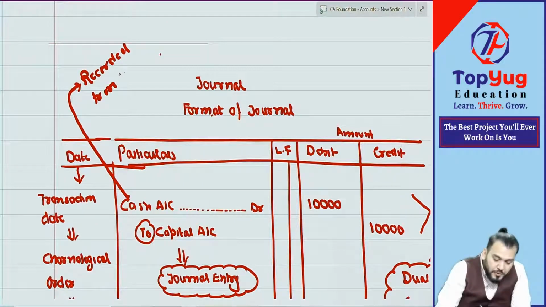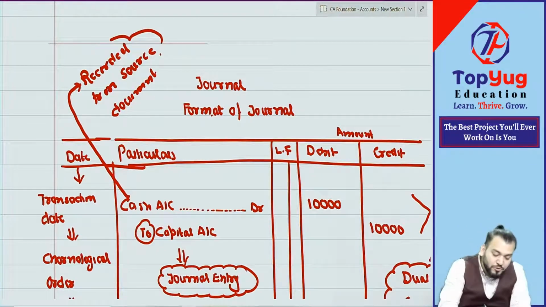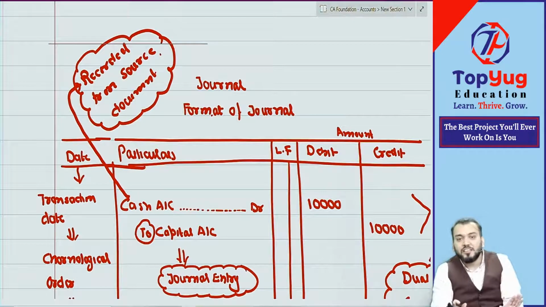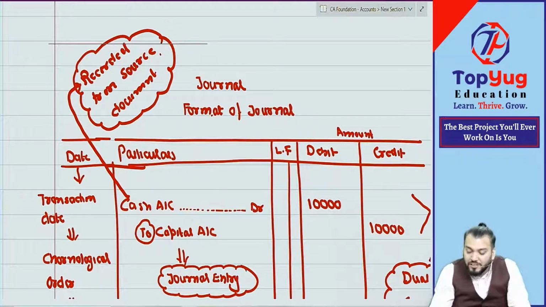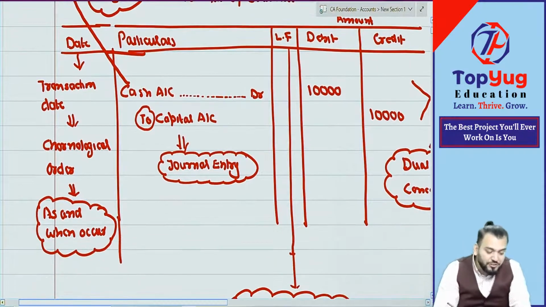Examples of source documents may be an invoice, or it can be a receipt of cash, meaning the received book. So the transaction is recorded from the source document. The person who is recording the transaction can easily understand. But what about the other person who is only looking into this journal? For that purpose, what do we do? We give an explanation for this transaction.